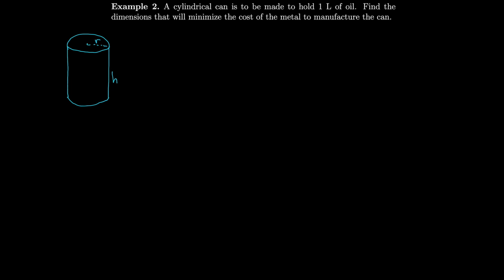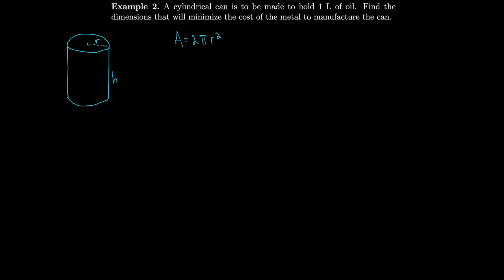So the metal is only going around the outside of the can, so that's the surface area. For the top and bottom, those are 2 circles, so those have an area of pi r squared. So that means that the surface area will have 2 pi r squared in it for the top and bottom. Then we need to see how much it is around the can.